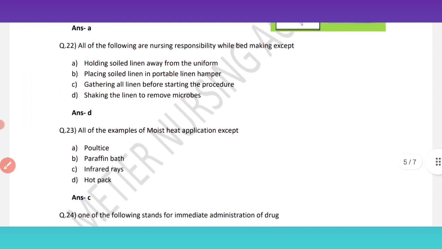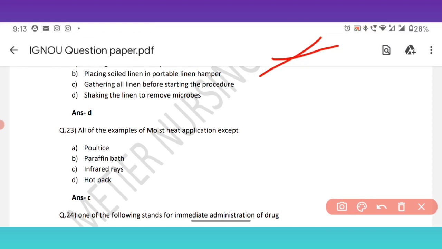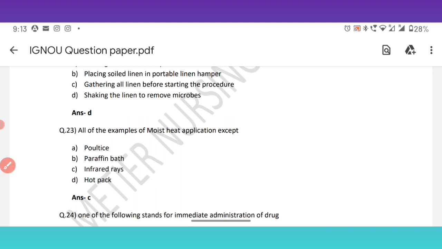The next one, question number 22. All of the following are the nursing responsibility while bed making except. Here they have given 4 options. This is also an except question. Mostly except questions are given here.